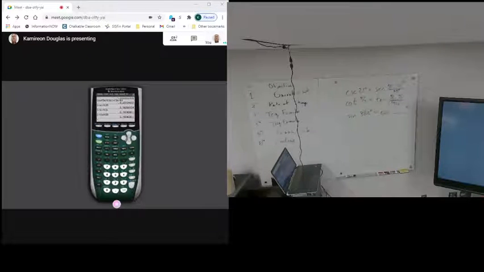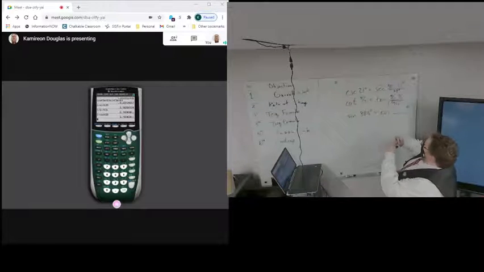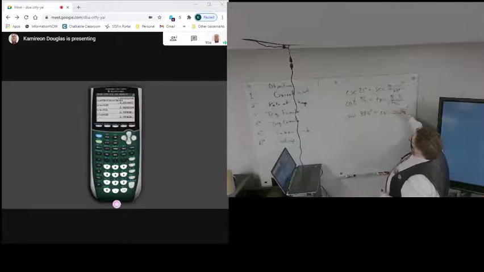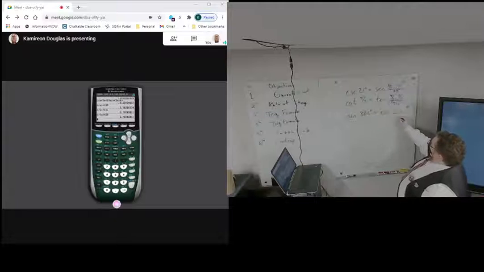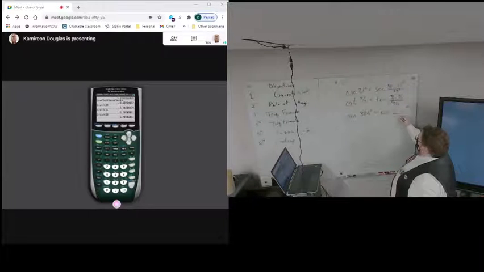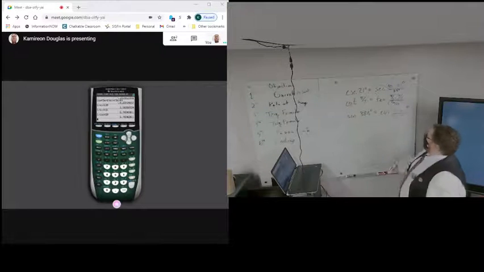Sine of 38.5, this is in degrees, so I would take 90 minus 38.5. 90 minus 38.5 would become 51.5. And that would be your solution.